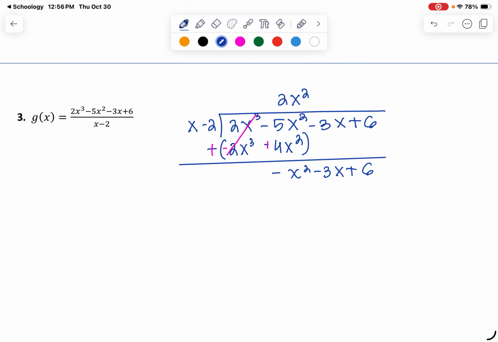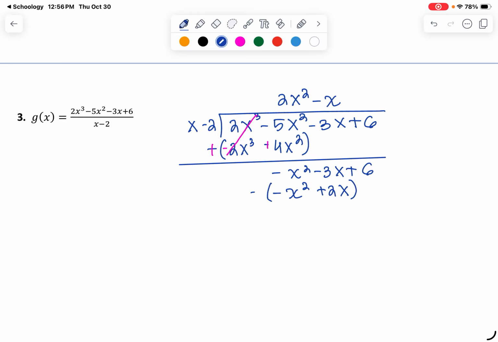What do you multiply an x by to get a negative x squared? And that is negative x. So I'm going to put a negative x up here. Multiply the divisor by negative x. Negative x times x is negative x squared. Negative x times negative 2 is positive 2x.